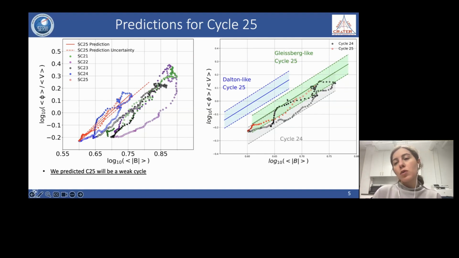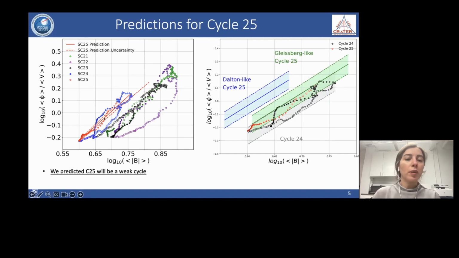You see those projections in green and blue for Dalton-like and Gleissberg-like cycle 25. And the red here is what we have observed so far for cycle 25. You can see how that is very similar to cycle 24, which is the gray, and also slightly bigger, but it's still very close to a Gleissberg-like cycle 25.